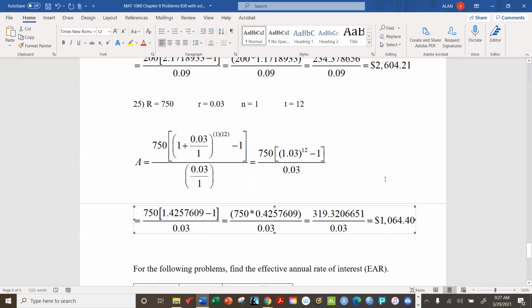Now, again, you might have a slightly different number. You might be off by a penny or two. If you are, it just means that you've rounded it slightly differently.